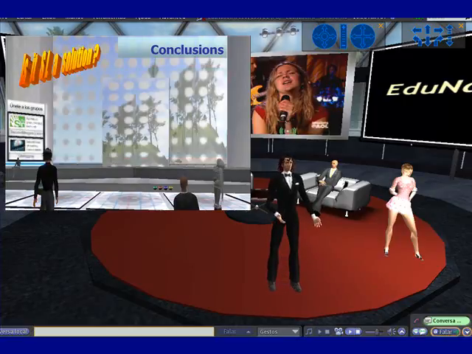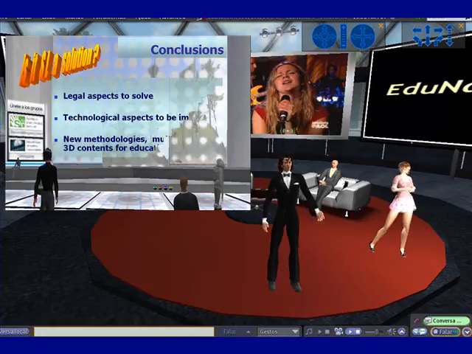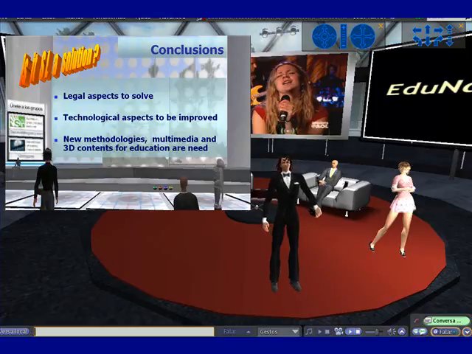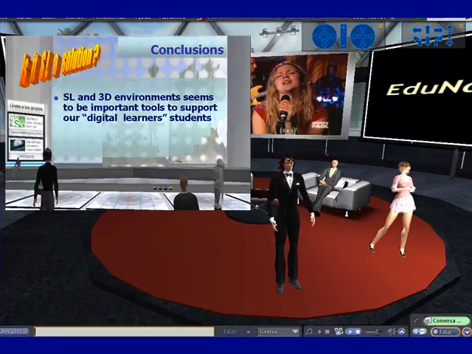Is Second Life a solution? It looks like it has enormous potential, but legal aspects have to be solved, technical aspects have to be improved, and new methodologies, multimedia and 3D contents for education are needed, because 3D spaces cannot be empty, only to go around and for social purposes. We have to use it for pedagogical aspects, using environments and bringing our students together.